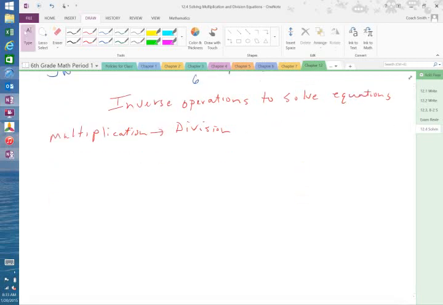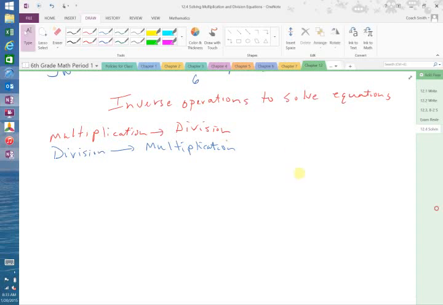All right, so then the inverse of division then would be what? Multiplication. Okay, so to solve an equation that has multiplication in it, we have to divide by something. Okay, to solve an equation that has division in it, we have to multiply by something. Once again, to solve is to get the variable isolated by itself.